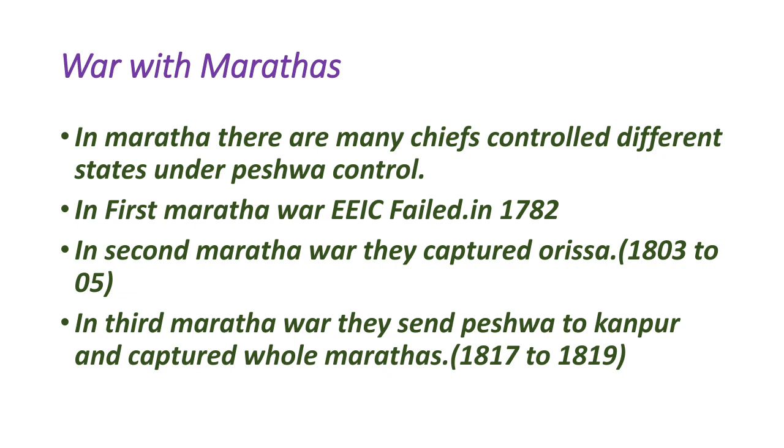In the first Maratha war, the EIC was not able to capture anything, totally failed. It happened in the year 1782. And in the second Maratha war, they captured only one particular state, which is present-day Orissa, in the years 1803 to 1805. And in the third Maratha war, they captured all of the Marathas, and they sent the Peshwa out of Maratha territory, to Kanpur. This third Maratha war happened in the years 1817 to 1819. This is how they conquered the Marathas.